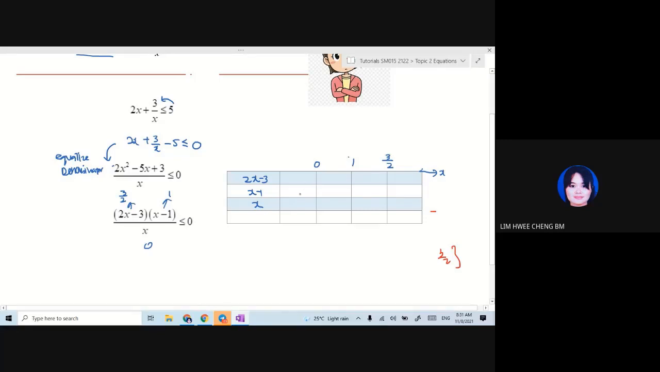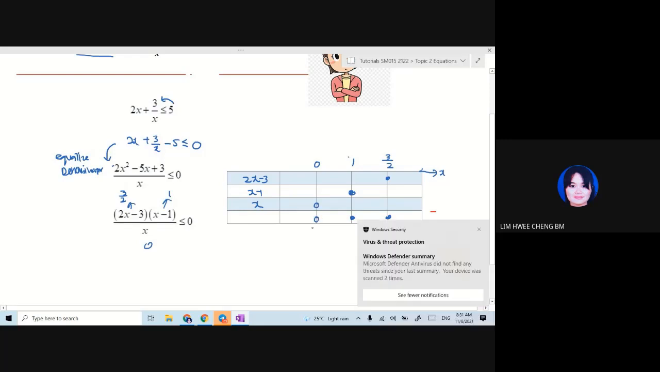Okay, now you 2x minus 3. Okay, you read first your question. You have the equal sign. So madam says that only numerator is allowed the dense circle. Betul tak? Betul? Dense circle. Put the dense circle. This one is dense circle, and this one also dense circle. 0 and 0. It's empty circle. Okay, this one should be the empty circle here.